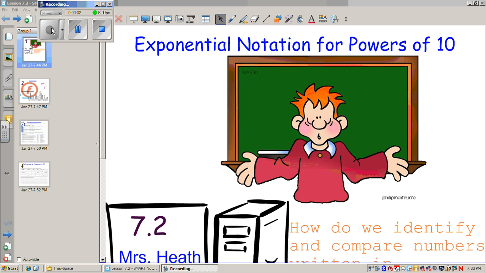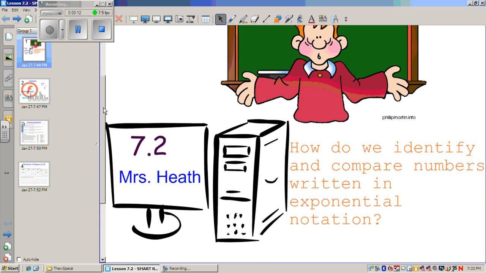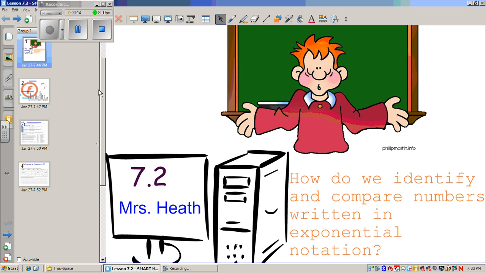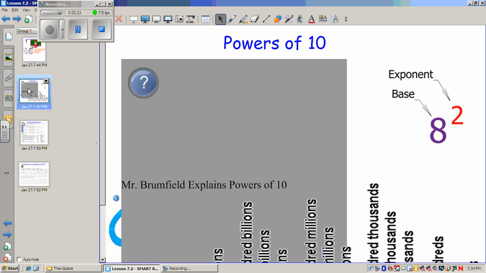Welcome to lesson 7.2 on exponential notation for powers of 10. Our objective today is how do we identify and compare numbers written in exponential notation. Now we talked about exponents some yesterday, but we're talking in particular about powers of 10 today. So let's get started so we can talk about and explain what that means.